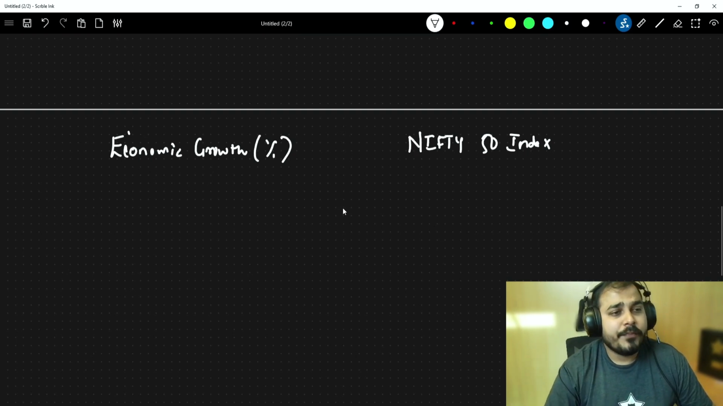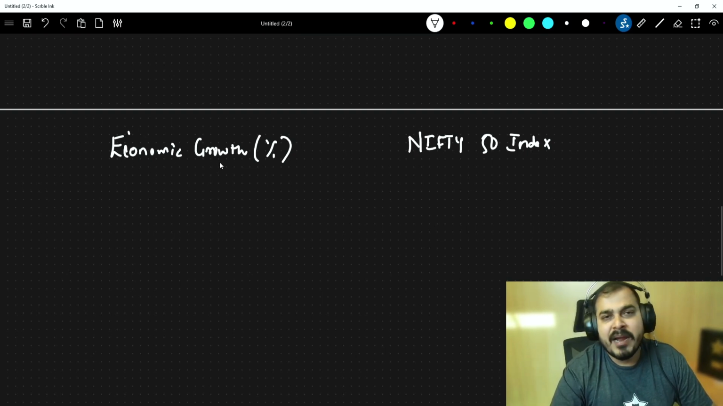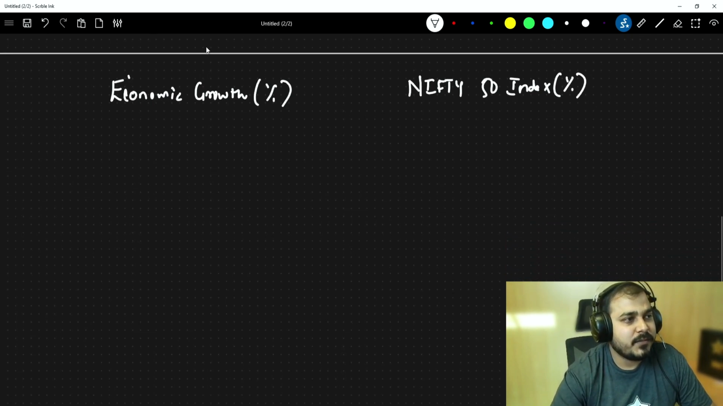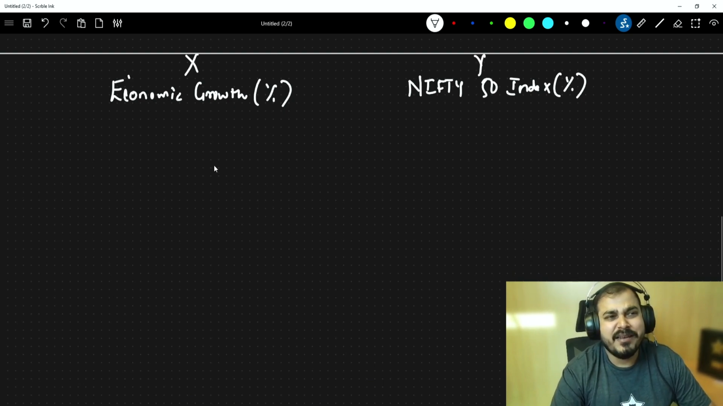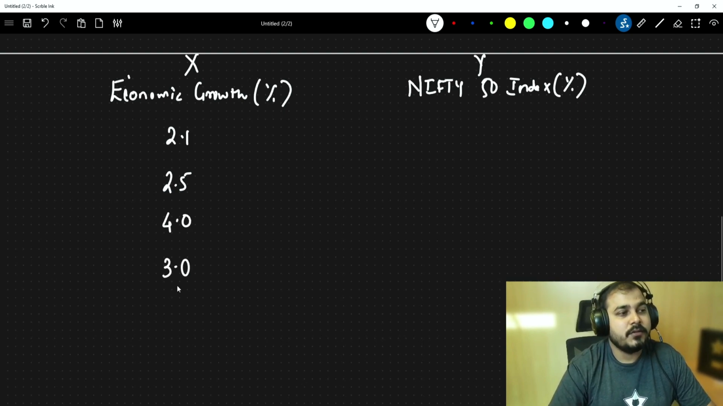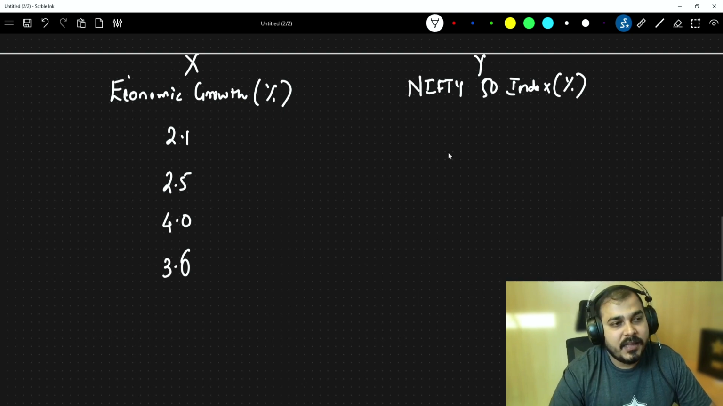So suppose in my data set I have these two features, economic growth in percentage and Nifty 50 index, also in percentage. This can be my x data, and this can be my y data. Now I really want to find out whether any relationship exists or not. First of all, let me write out the data. So 2.1, 2.5, 4.0, 3.6. This is my data set. And then here I have values like 8, 12, 14, 10.